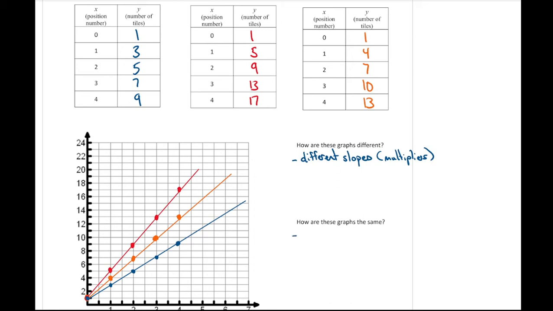How are they the same? You could say they form straight lines. And you might also recognize they start at the same point. So they all start at the same point. They're all straight lines, but they all have different slopes or multipliers.